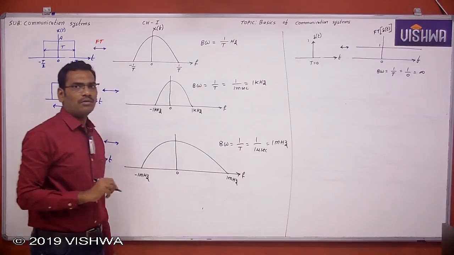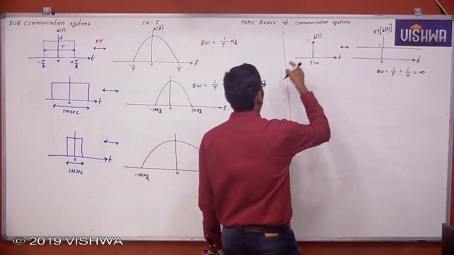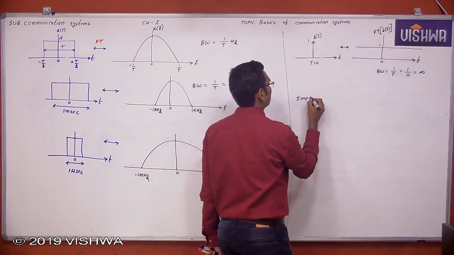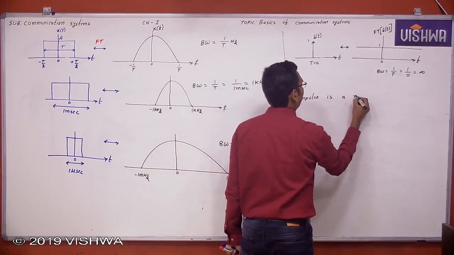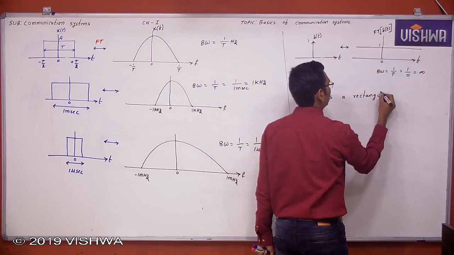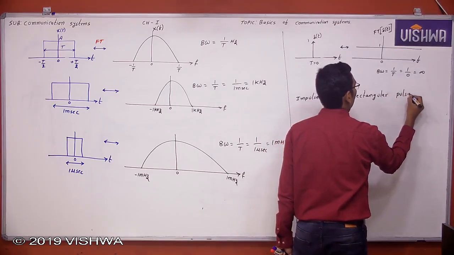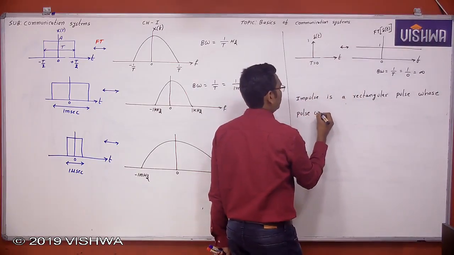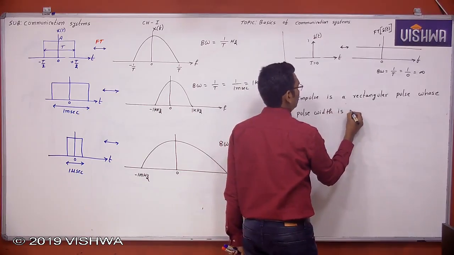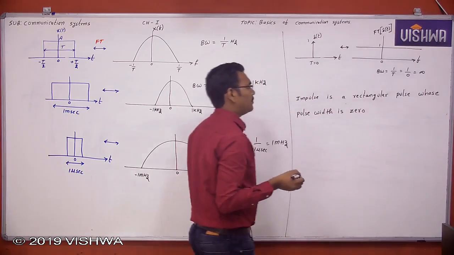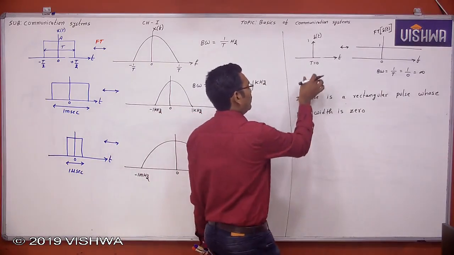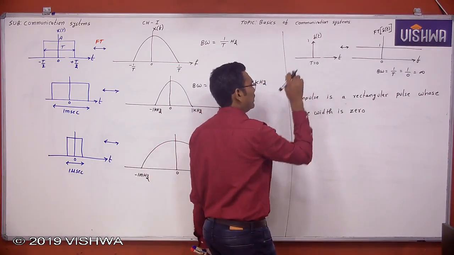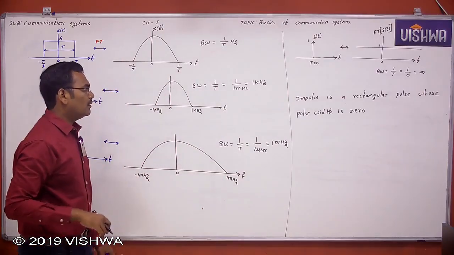Now this is the Fourier transform of a rectangular pulse. Now this is the rectangular pulse. An impulse is a rectangular pulse only. An impulse is a rectangular pulse whose pulse width is 0. Right? Now if a rectangular pulse has pulse width 0, that rectangular pulse is named an impulse function. Okay.